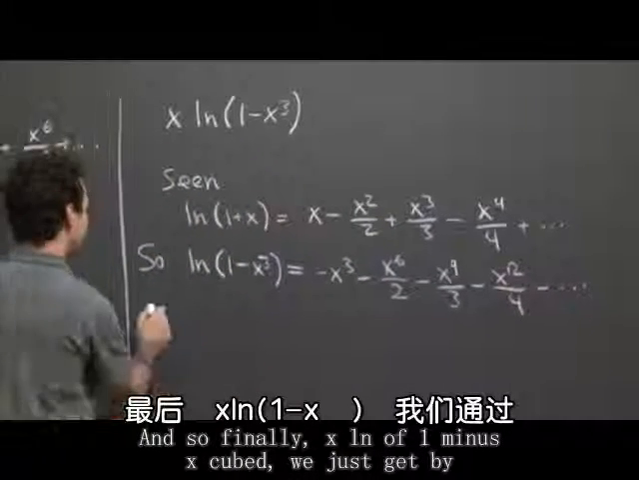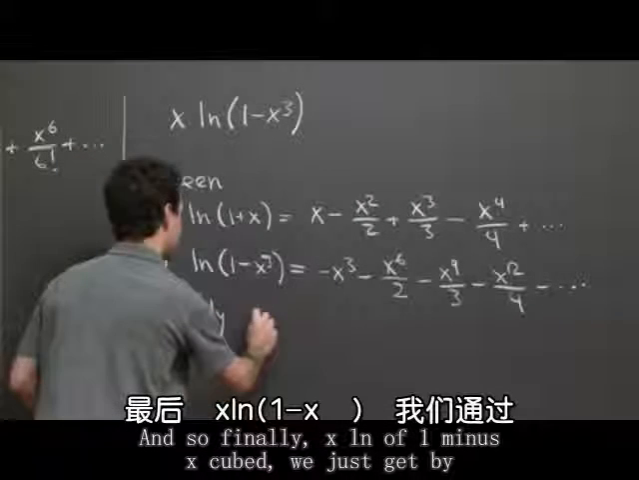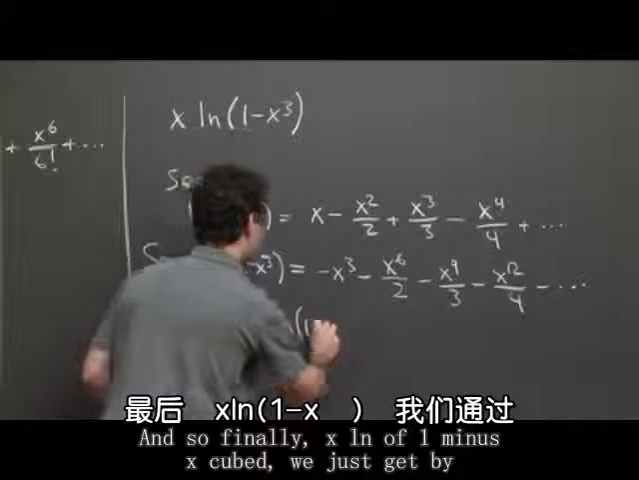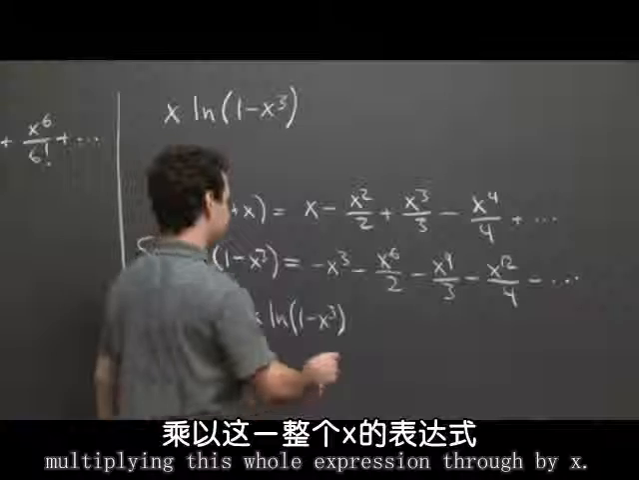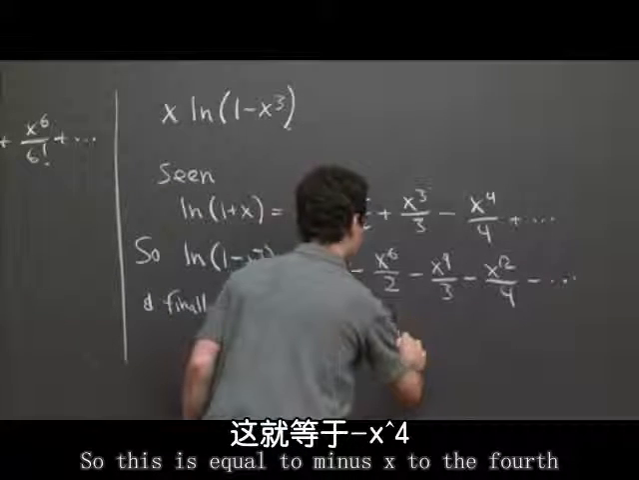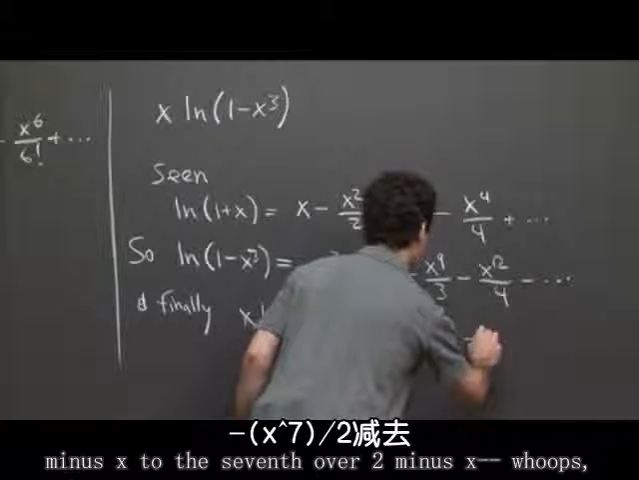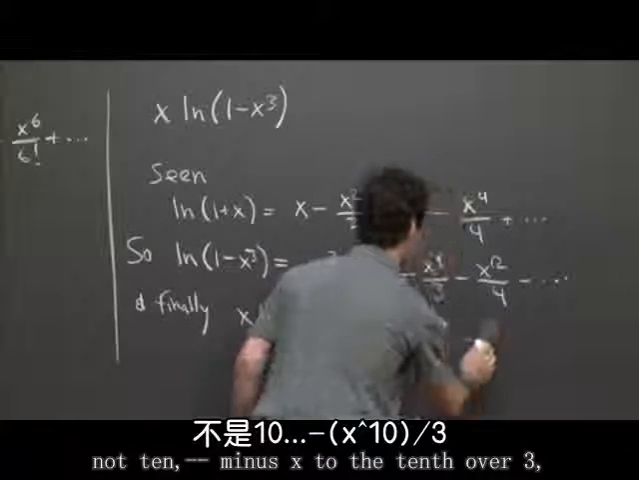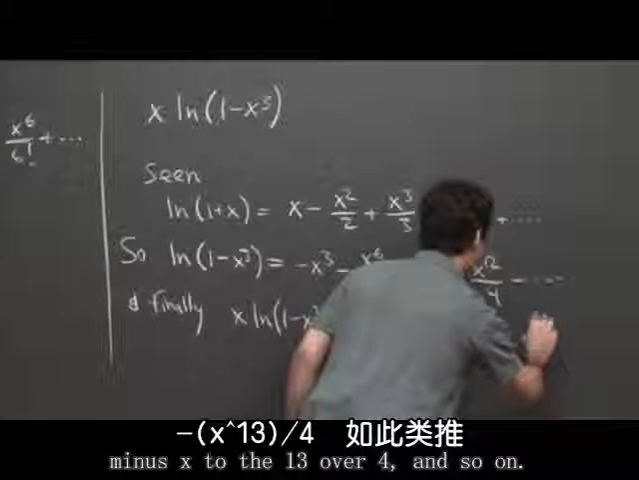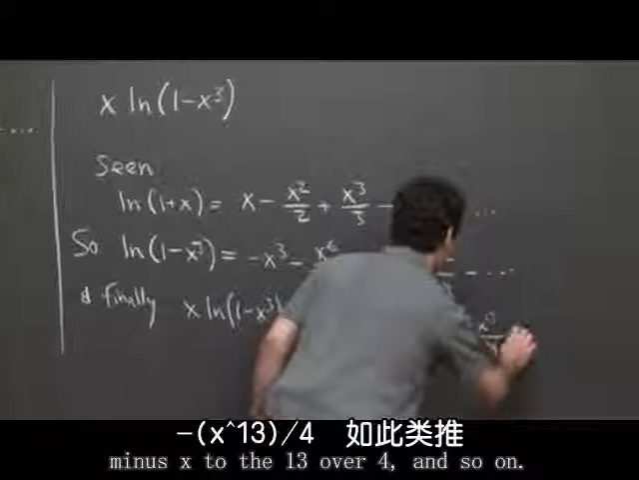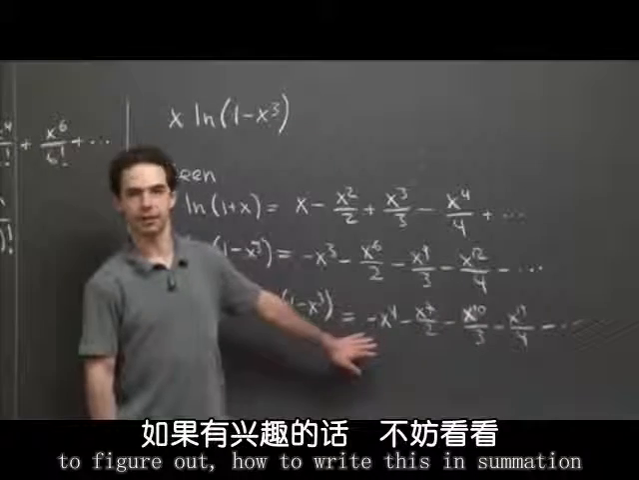And so finally, x ln of 1 minus x cubed we just get by multiplying this whole expression through by x. So this is equal to minus x to the 4th, minus x to the 7th over 2, minus x, whoops, not 10, minus x to the 10th over 3, minus x to the 13th over 4, and so on. And I'll leave it as an exercise for you to figure out how to write this in summation notation if you want.